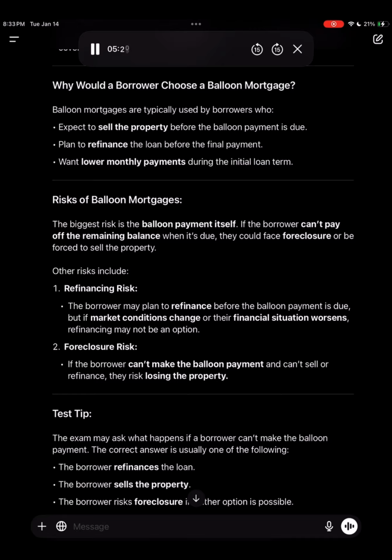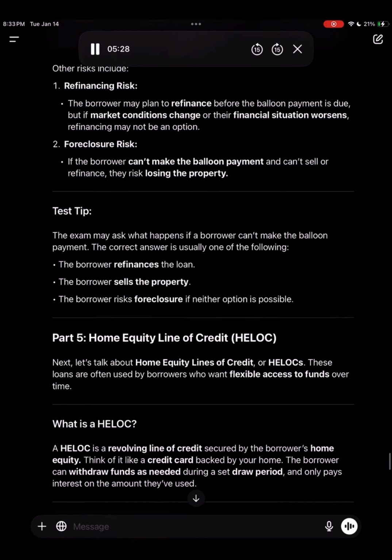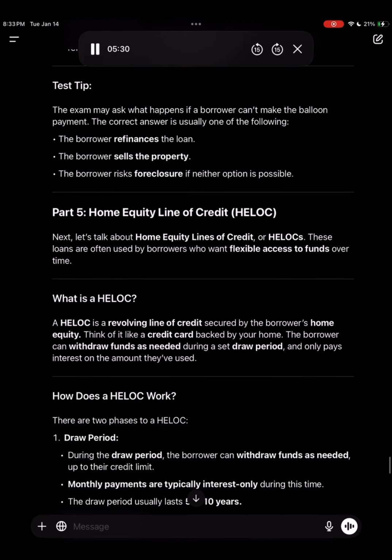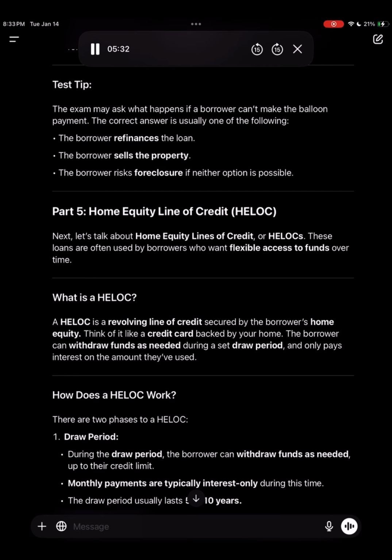2. Foreclosure risk. If the borrower can't make the balloon payment and can't sell or refinance, they risk losing the property. Test tip. The exam may ask what happens if a borrower can't make the balloon payment.